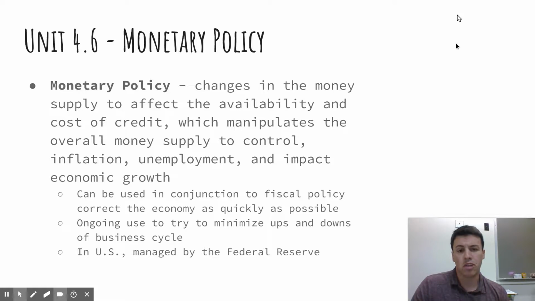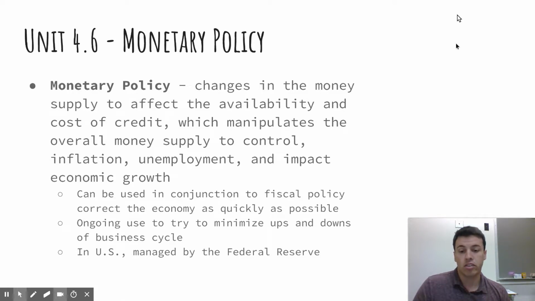I have a technical definition here, and we'll put it in a little more plain language. What we're trying to do is change the money supply to affect the availability and cost of credit. This is going to manipulate the money supply in the country, and by doing that, impact inflation, impact unemployment, and then GDP through our economic growth. So really, all this is about impacting the money supply.